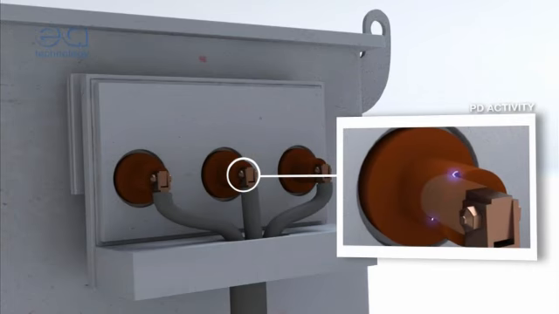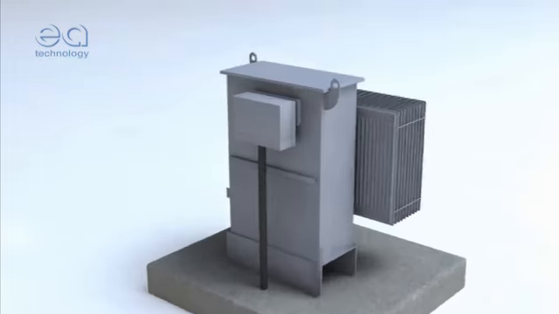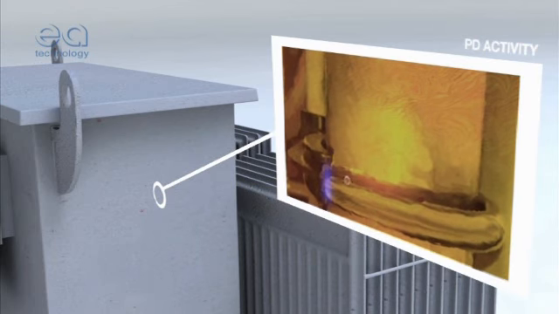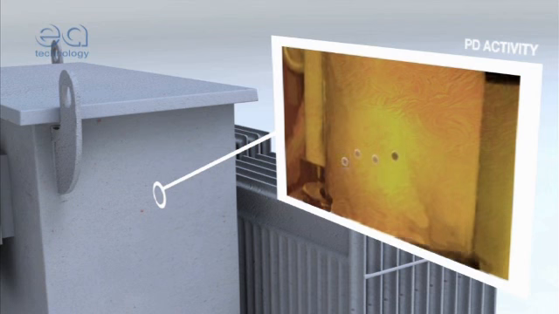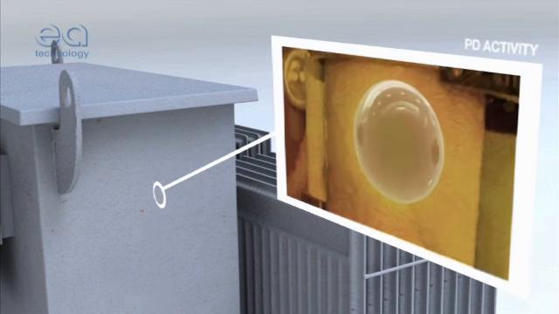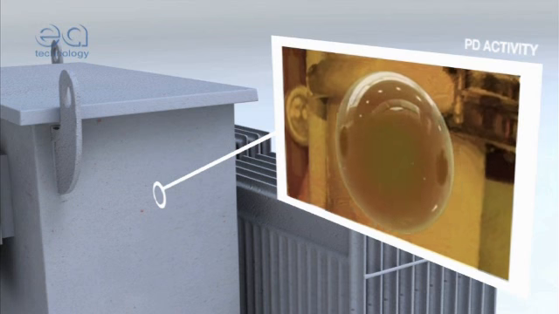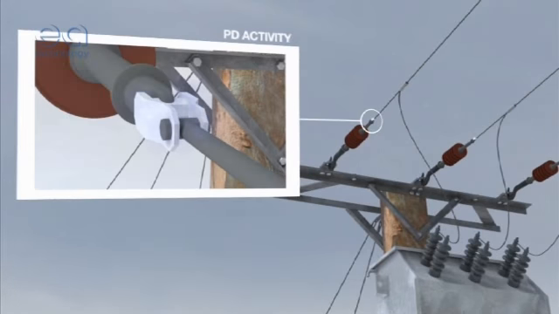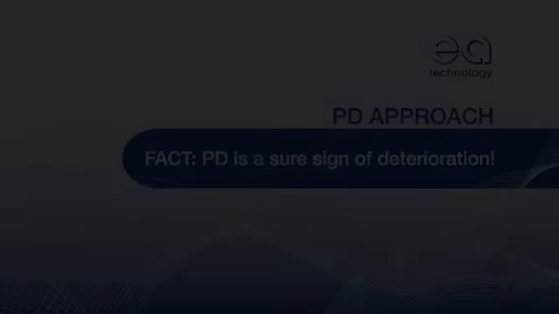It can occur in voids within solid insulation, across the surface of insulating material, within gas bubbles in liquid insulation, or around an electrode in gas in the form of corona. Above all, PD activity is the most reliable indicator that assets are deteriorating.